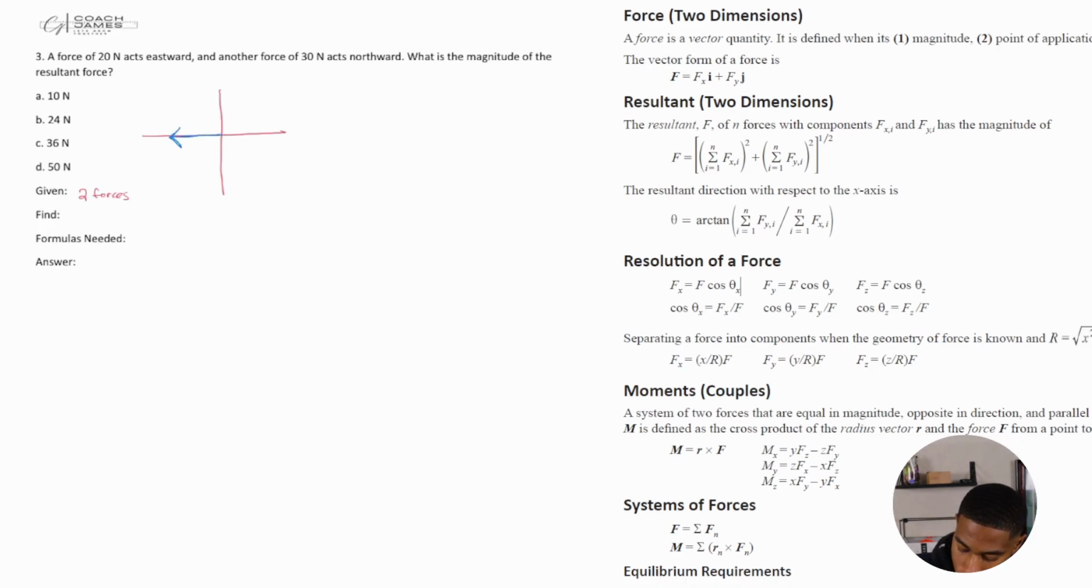Oh, okay. And that is for, wait a minute. Sorry. That is not east. Try that again. That was westward. All right, 20 newtons. Okay, and then another force acts northward.